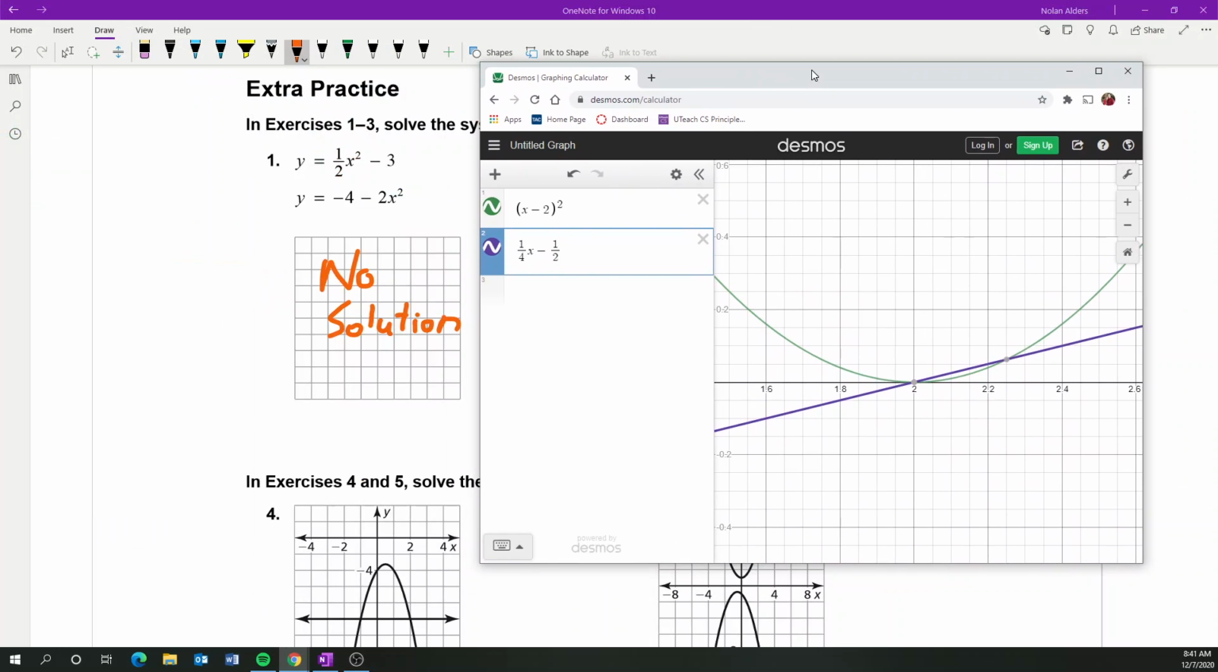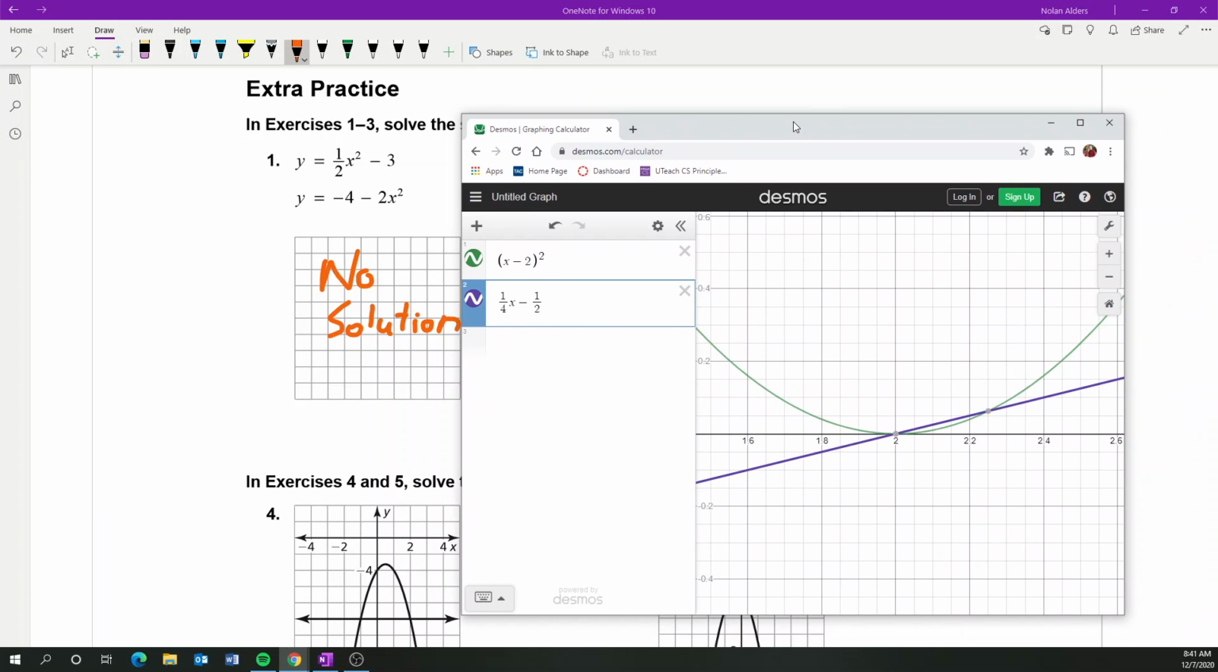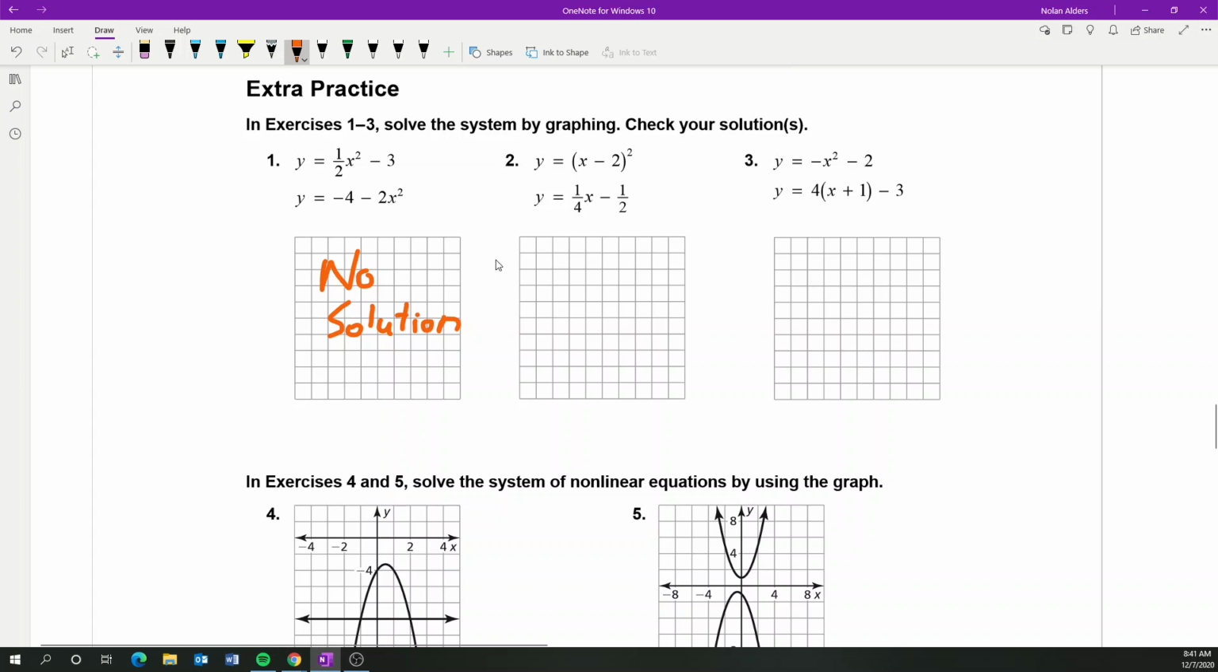So our two answers are x equals 2 and x equals 2.25. Wherever it crosses over, whatever the x coordinates are at that point, that's where you're going to have answers.